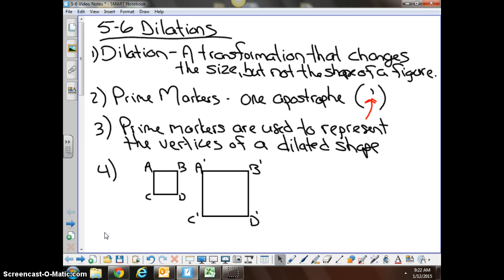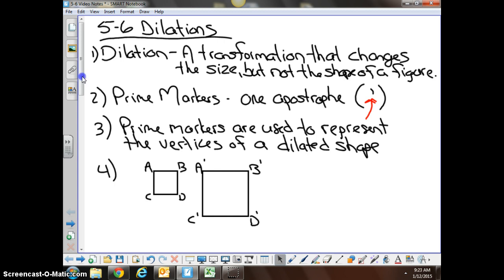Number 2, prime markers would be represented by one apostrophe. I'm going to explain prime markers to you down there in number 3. But a prime marker would be one apostrophe, or just an apostrophe. And you'll see how we're going to use prime markers when we get into a couple of the examples later on. And number 3 then says prime markers are used to represent the vertices of a dilated shape.